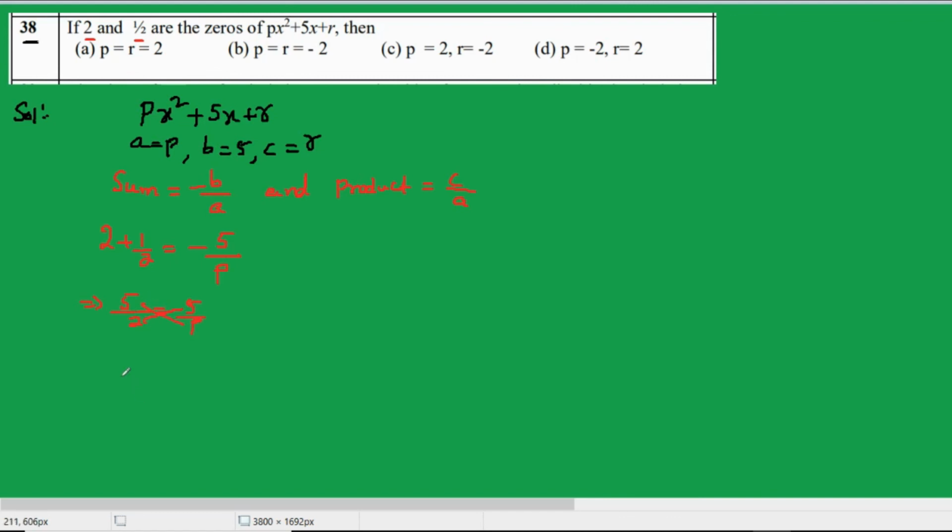So cross multiplication, 5p is equal to minus 10. P will be minus 10 by 5, which is minus 2. So we got the p value as minus 2.